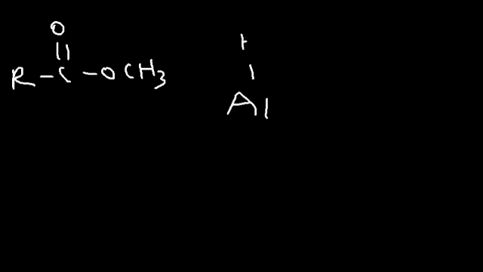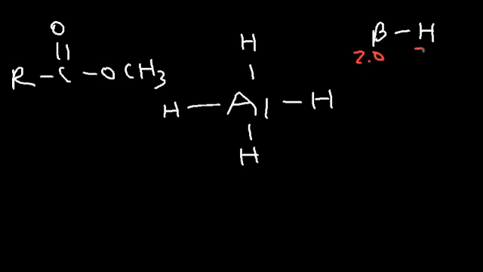But now let's go over the mechanism between lithium aluminum hydride and the ester. So I'm going to draw a generic ester using an R group. Like boron, aluminum is going to have 4 hydrogen atoms attached to it. Now aluminum is much less electronegative than boron. The electronegativity value for boron is 2.0, and for hydrogen we said it was 2.1. So that's why hydrogen bears the partial negative charge.